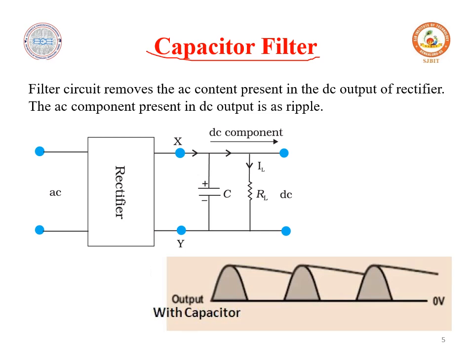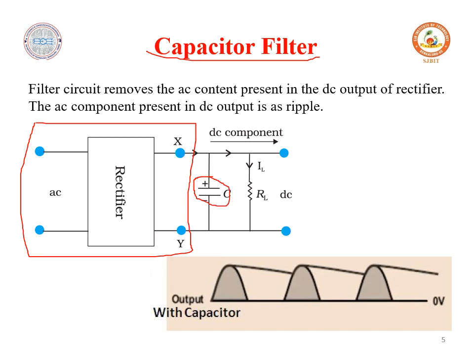Consider a circuit. You have the normal rectifier circuit, and for that rectifier circuit you have the load resistance. You connect the capacitor across the load resistance so that the AC component present in the DC output will be removed. How? The capacitor will store the DC and it allows the AC to go, so only the DC component will be stored in the capacitor.